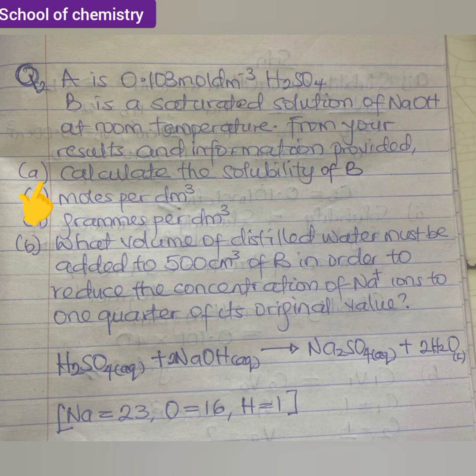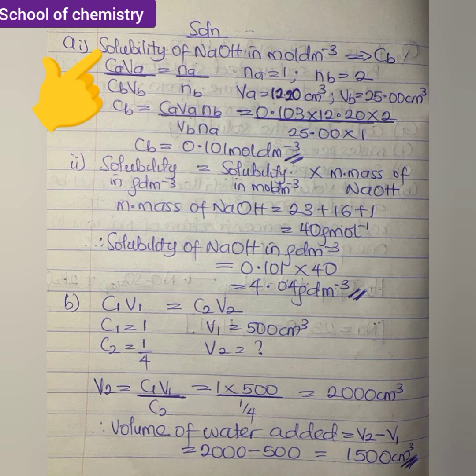Now, our first question says, calculate the solubility of B in mol/dm³ and in g/dm³. Then you have what volume of distilled water must be added to 500 cm³ of B in order to reduce the concentration of Na+ ions to 1/4 of its original value. You've been given the balanced chemical equation there as H2SO4 plus 2NaOH, giving you Na2SO4 plus 2H2O. Now, the mole ratio for acid is 1 because the coefficient of the acid is 1. The mole ratio of the base is 2 because the coefficient of the base is 2. So Na is 23, O is 16, H is 1.